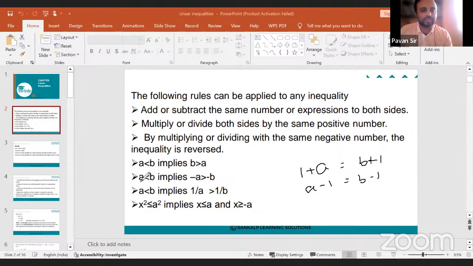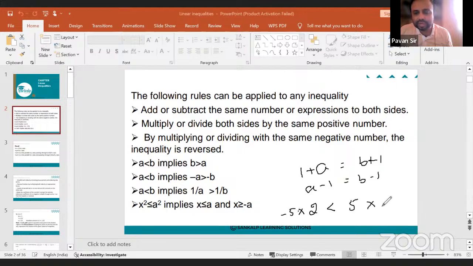Multiplying or dividing by the same negative number reverses the inequality. Means what? Let me give a simple example. Say here I will write 2 is less than, say, 5. If I multiply with the same negative number on both sides, the inequality will change. What type of inequality will change? Let me try to understand. Suppose I multiply both sides by minus 5, what will happen?